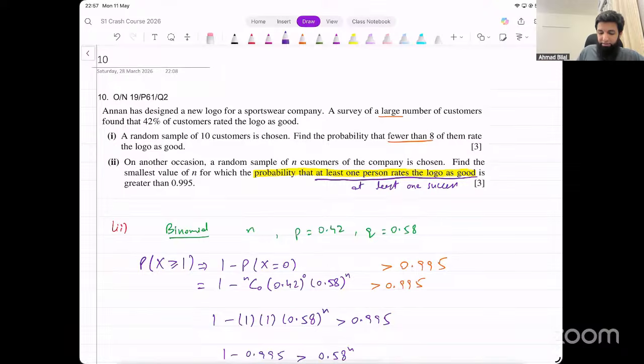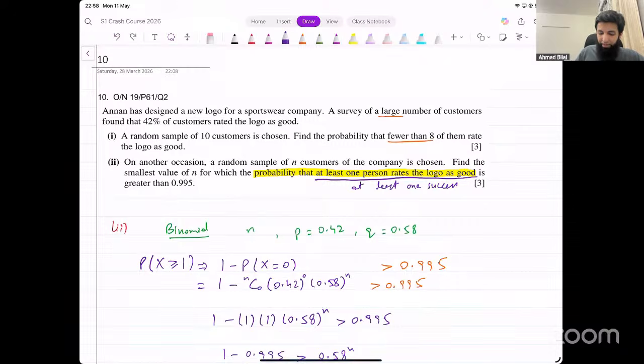You would say it's the same as 1 minus the probability of x equal to 0, right? Because x greater than or equal to 1 means 1, 2, 3, 4, all the way up to n. Now, we can't find all of those probabilities. We just subtract the probability of 0 from the total, and that will give us that result.